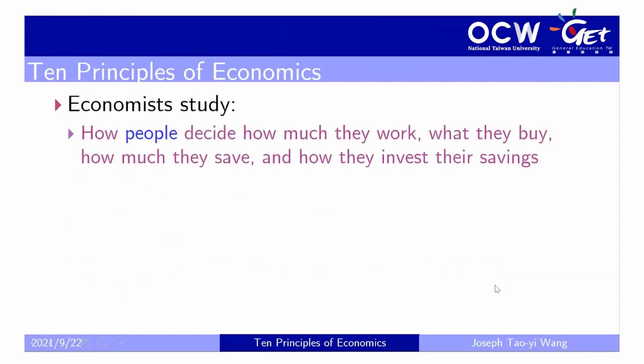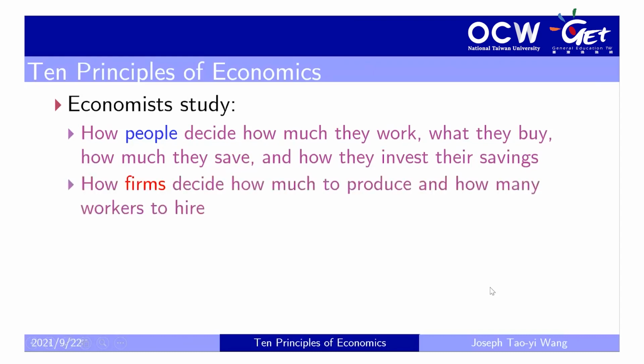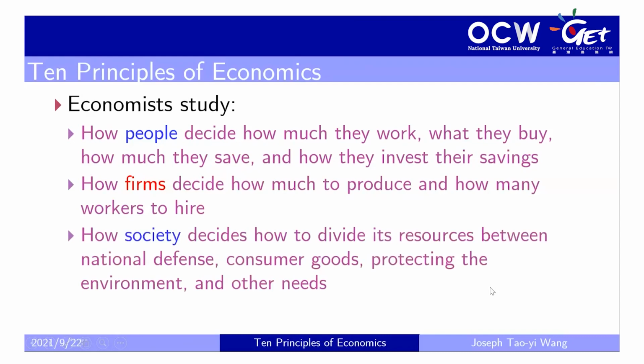Economists study how people decide how much to work, what to buy, how much to save, how to invest, and all that. It also looks at firms. Firms have to decide what to produce, how many workers to hire, and so on. And the society has to decide how to divide its resources between national defense, consumer goods, environmental protection, and so on. So it's all about these different choices, and this could be done by individuals, by companies, or even by the entire society.